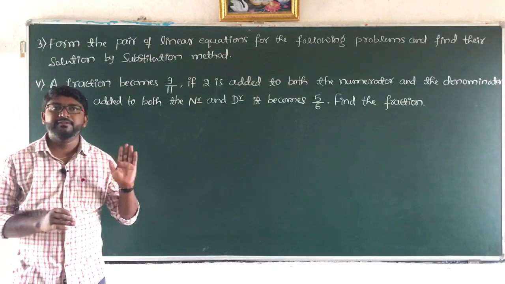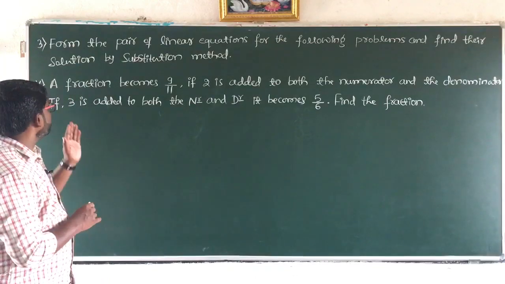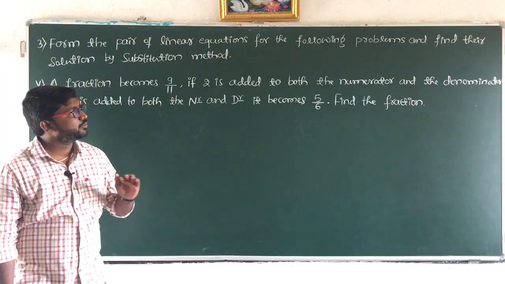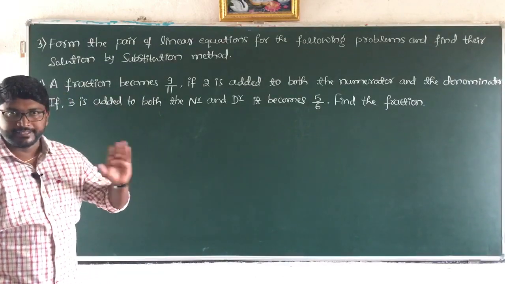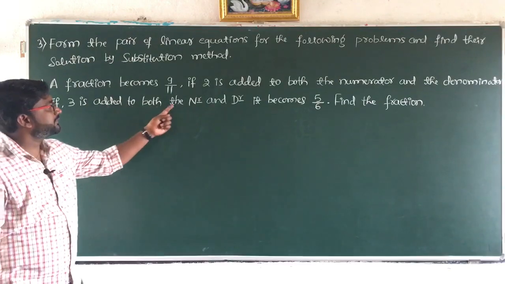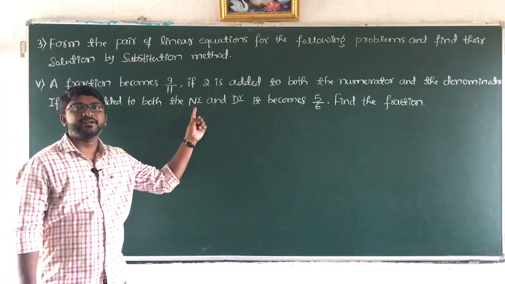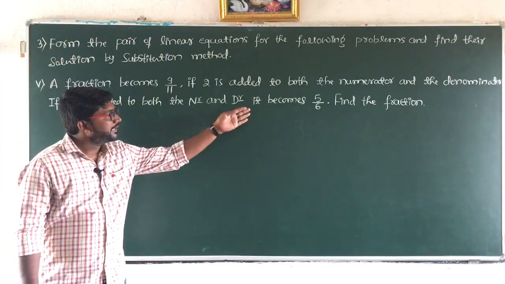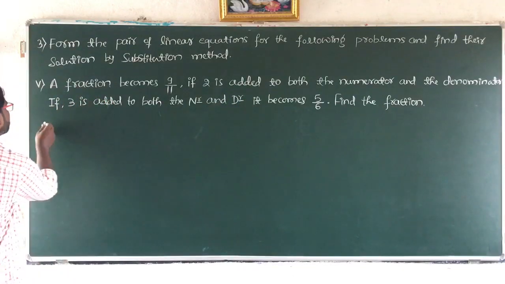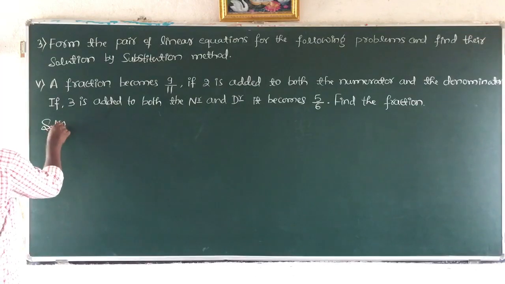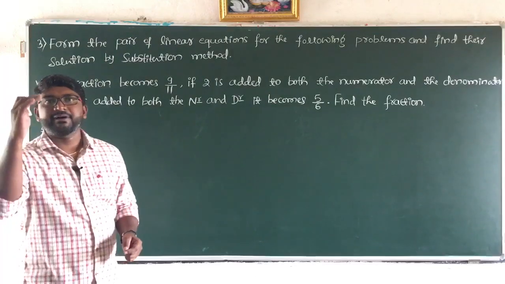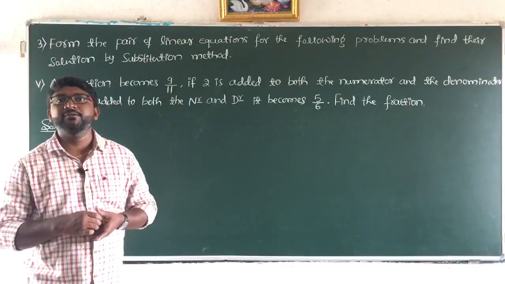So I will be solving the fifth one. The question is, a fraction becomes 9 by 11 if 2 is added to both the numerator and the denominator, and then if 3 is added to both the numerator and denominator, it becomes 5 by 6. Find the fraction. So see here, we don't know the fraction now.